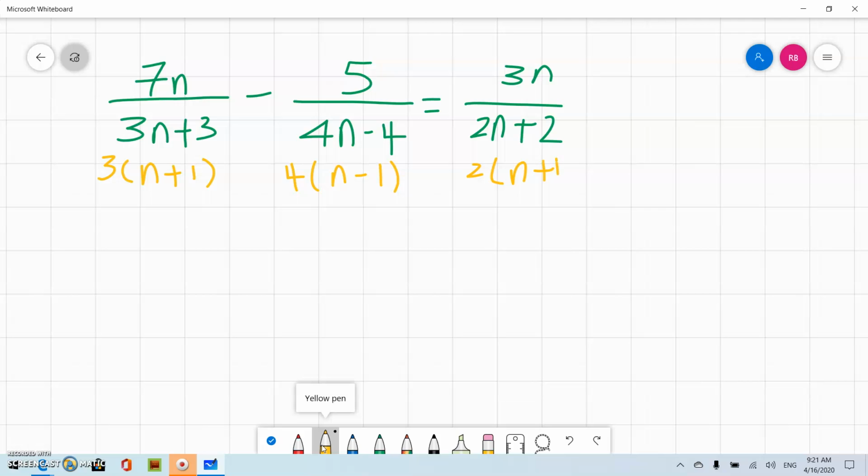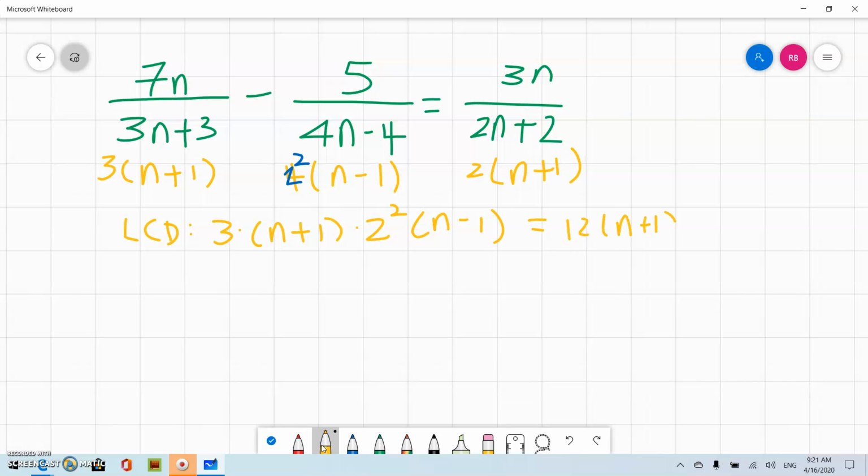All right, so 4 is another way I can write 2 squared. You know how when you find the LCD, it's best when you write everything in terms of prime numbers. So that's why I changed it to 2 squared and n minus 1. Because then I don't need to write 2 again because it's already included. So this is basically 12 times n plus 1 and n minus 1. So my LCD is 12 times n plus 1 times n minus 1.